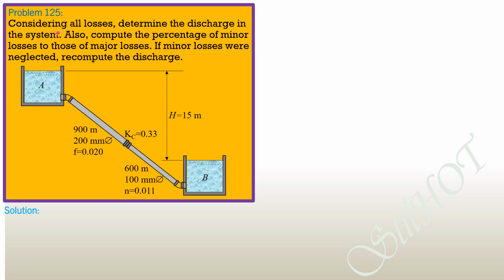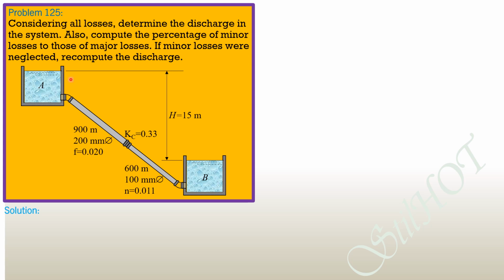But because the condition of the problem is that we have to consider all losses, we should follow this. Anyway, in the second part, we have to neglect minor losses and expect that the discharge will increase by only a very little amount compared to the first part, so the second solution, disregarding minor losses, is acceptable.